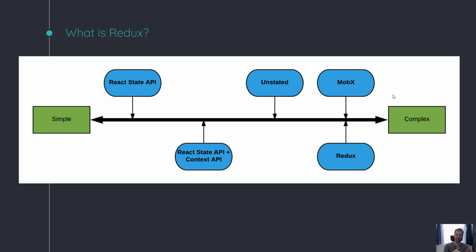React State API, this is just your component state, right? This is the simplest solution. All you're doing is passing props and monitoring state inside of the components. That's all you're doing. Obviously, that has drawbacks, prop drilling, and so on. A little more complex, React State API, the component stuff, plus context. You can wrap context around the components that you need to have access to your relatively global state. That's pretty cool. Unstated is a little more complex than that. And then at the far side, at the most complex end of the spectrum, we have Redux and MobX, which are complex in different ways.